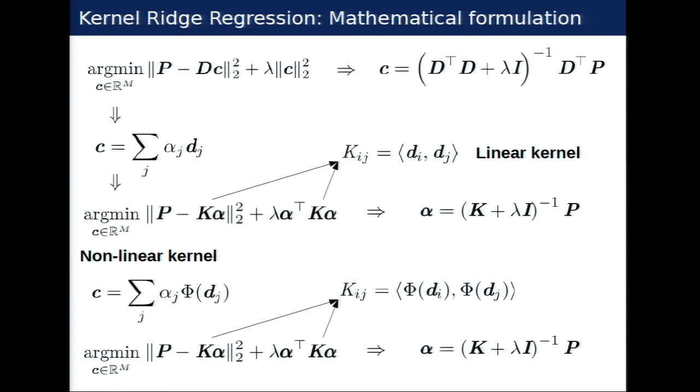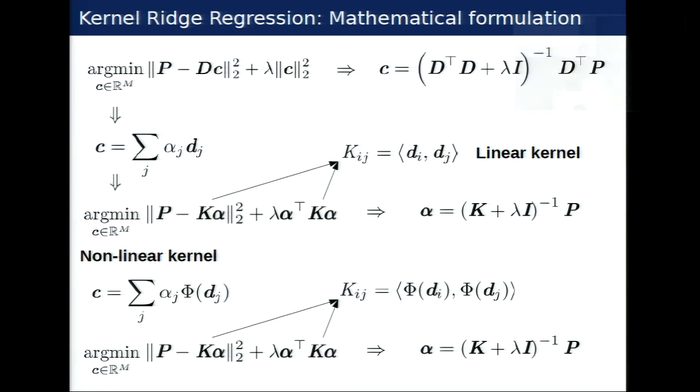So you can still write this thing, and the formula is exactly the same, except that the kernel K now is the scalar product of the nonlinear function of di and the nonlinear function of dj. Why is this famous? Because you can solve this without ever calculating this phi function. You just need the scalar products. Actually, in some cases, you don't even know the phi function. You just have to define the scalar product itself, and then you can solve it.